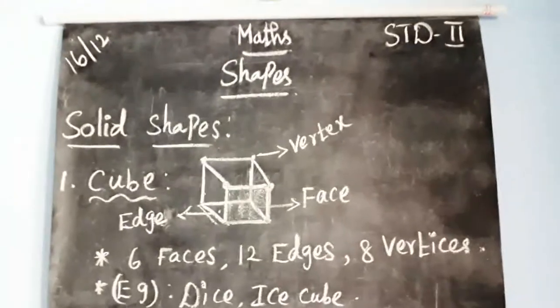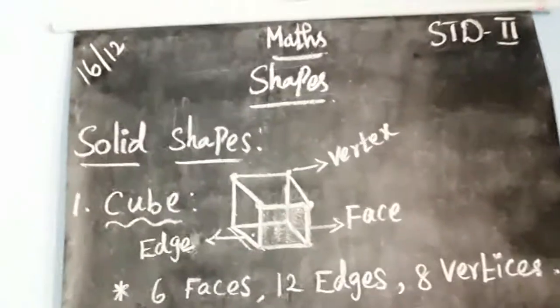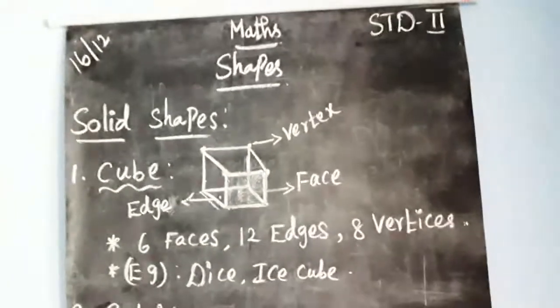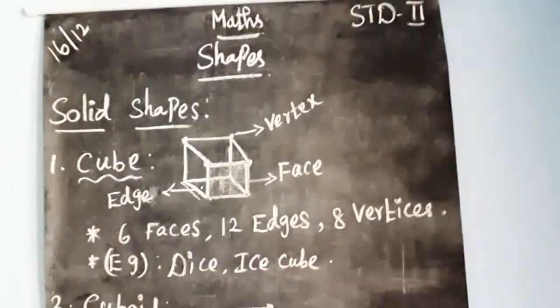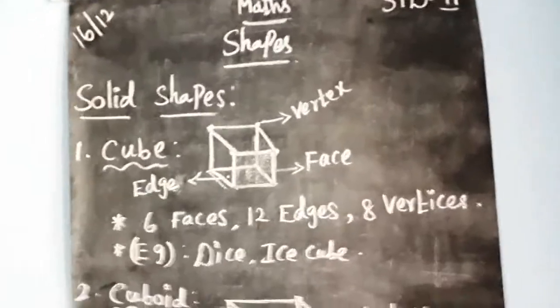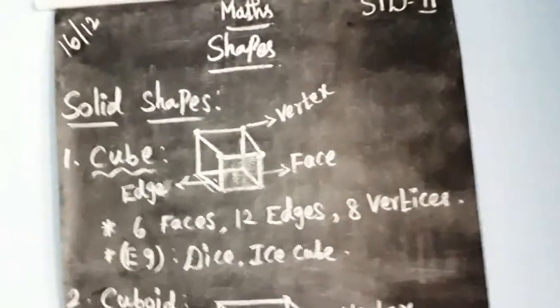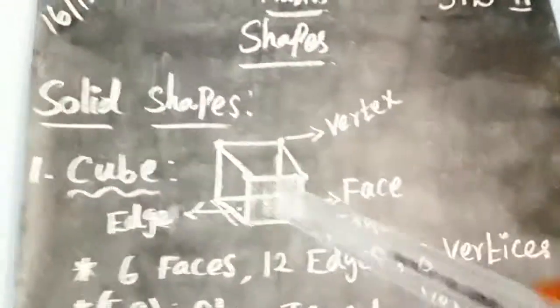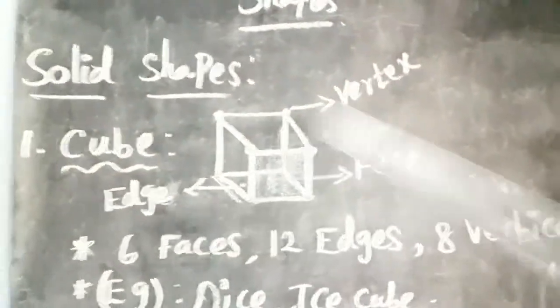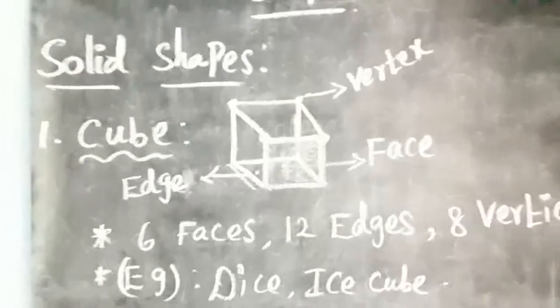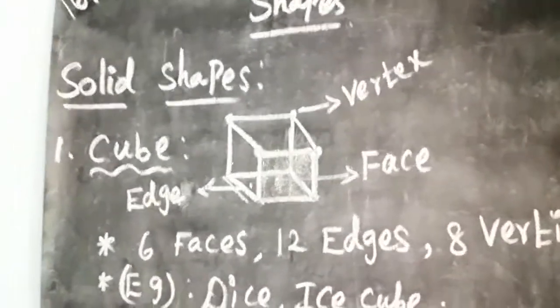I think you might have seen a dice. Do you know what the shape of the dice is? Yes, it is a cube shape. Now we are going to see our cube shape. Here, how many edges, how many vertices and how many faces?